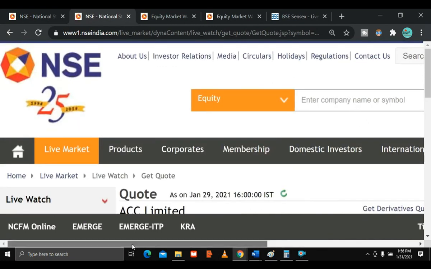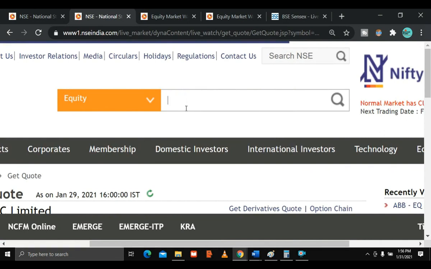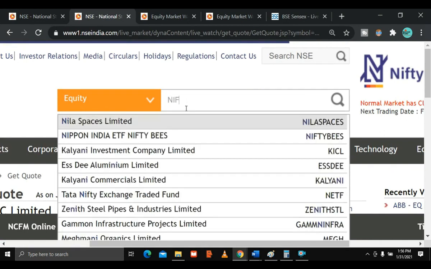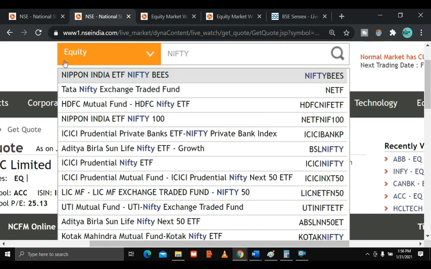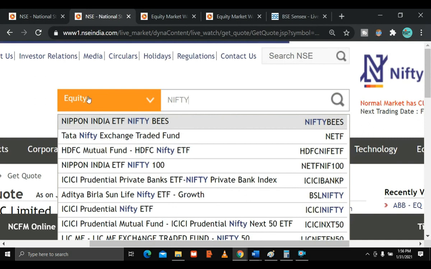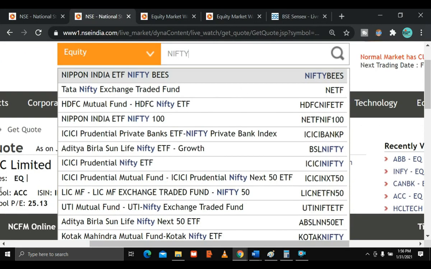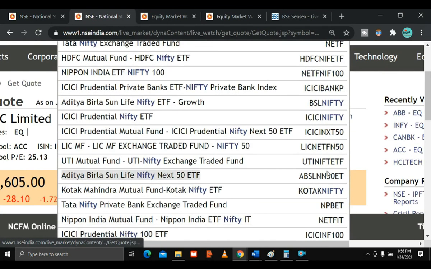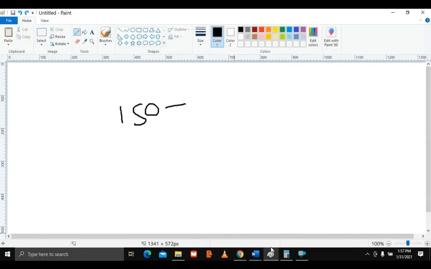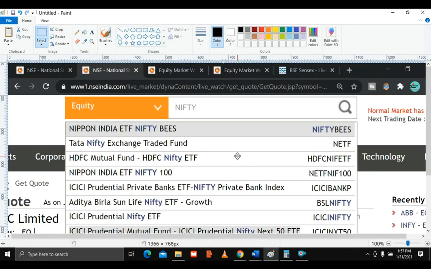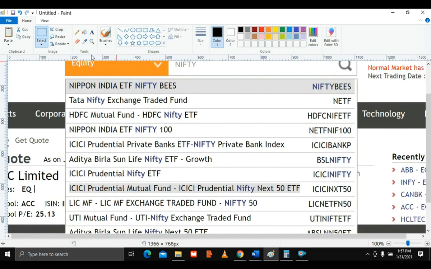And the third point which I'm coming to tell you here is, for example, if I type here Nifty, please observe where I am typing, in the equity tab. Look at that orange color tab, equity. The mouse is hovering over it, right? So in the equity tab, I am typing Nifty. And please have a look at the right corner: is Nifty available or not? Please let me know.